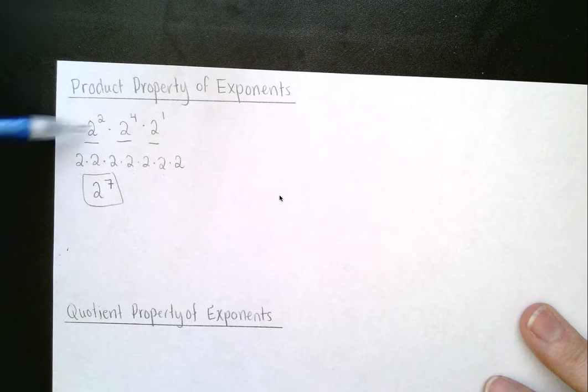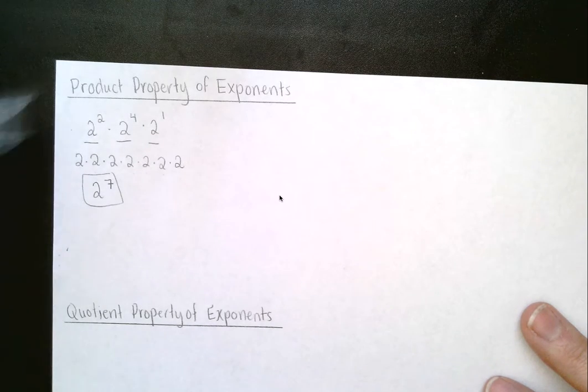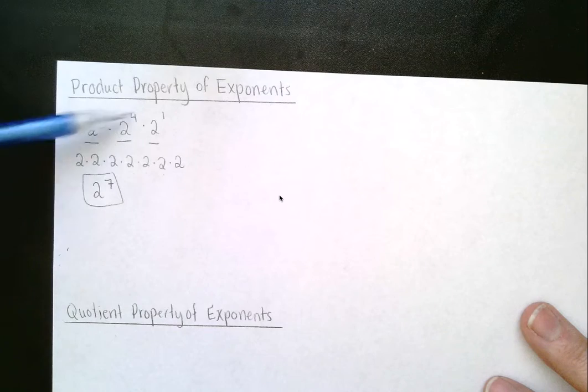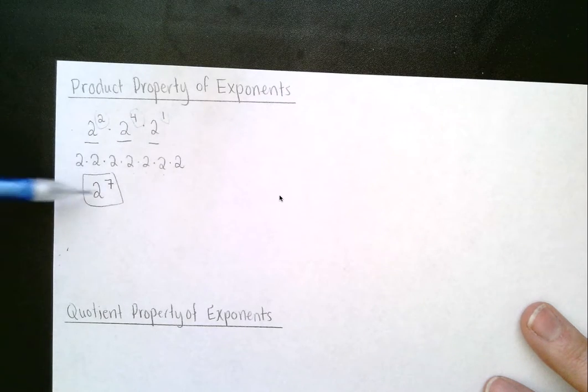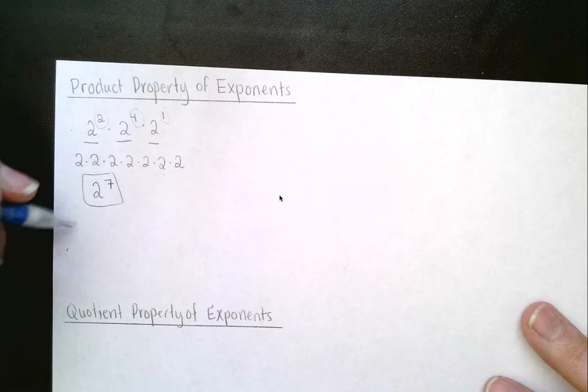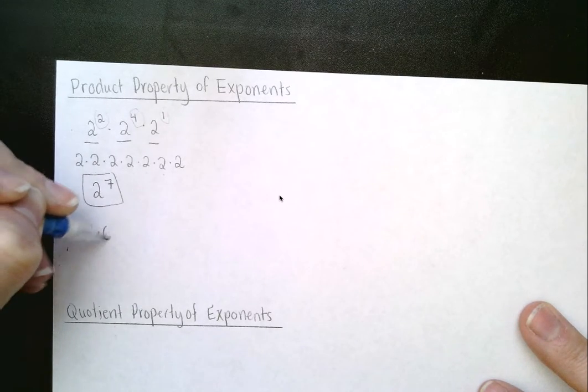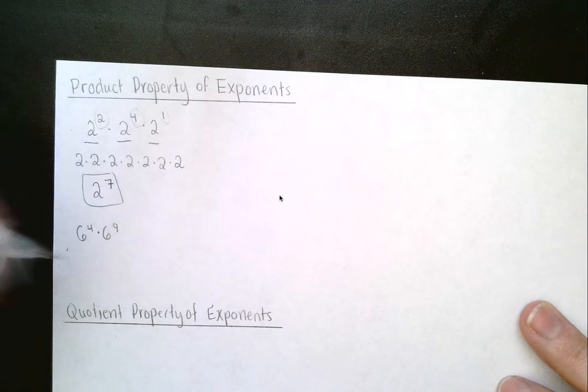The rule is if I add the exponents of the same base, that's a way I can simplify it. So if I add 2 plus 4 plus 1, I get 7. That saves me a little bit of work, so I don't have to write it out the long way every time. For another example, think about 6 to the 4th power times 6 to the 9th power.